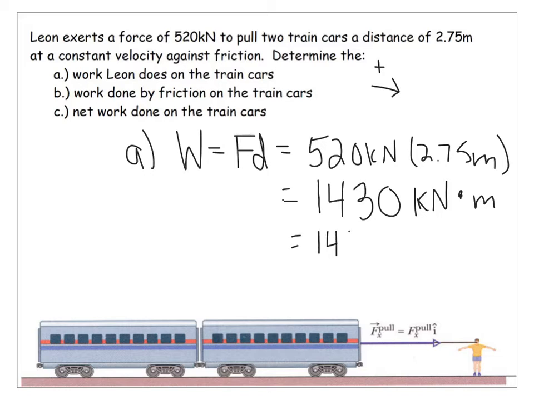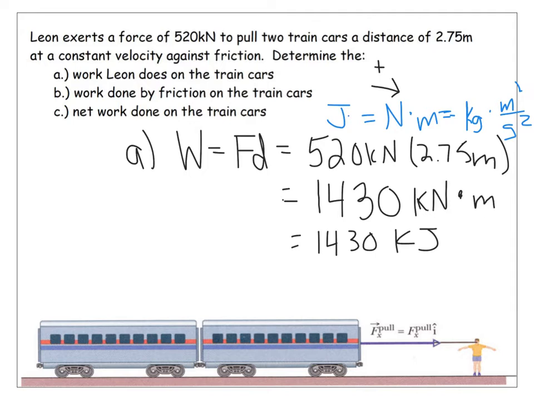So this would be 1,430 kilojoules. So work is measured in joules, which is the same as newtons times meters. And because newtons is the same as mass times acceleration, it's the same as kilograms times meters squared over seconds squared. These are all equivalent units when we talk about work. So joules, newtons times meters, kilograms times meters squared per second squared. So 1,430 kilojoules.